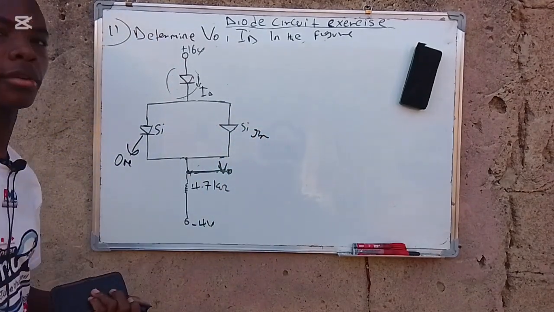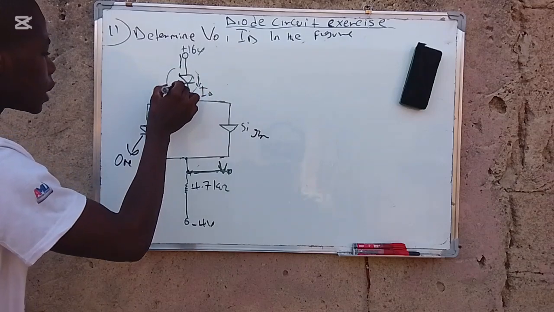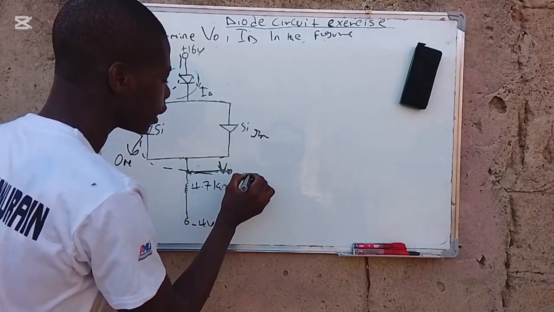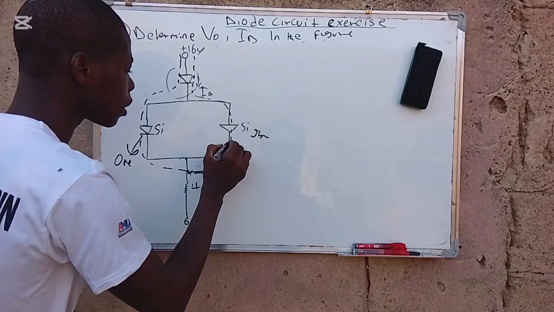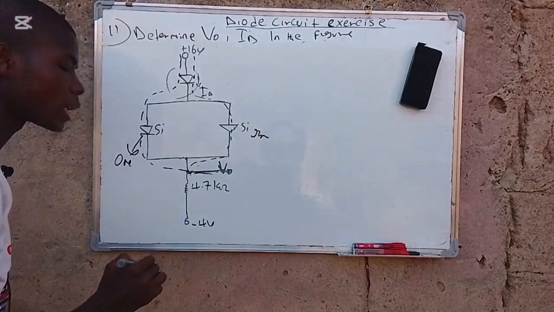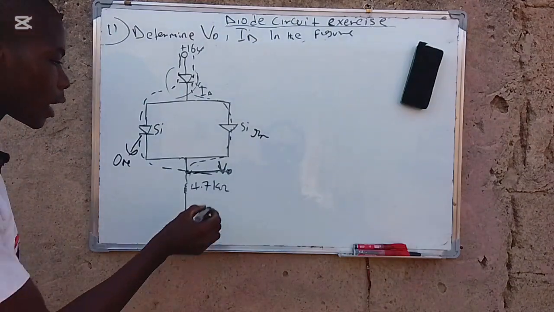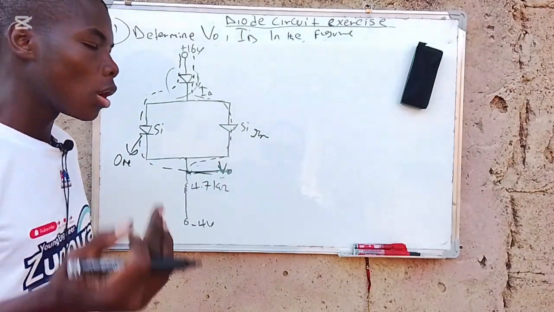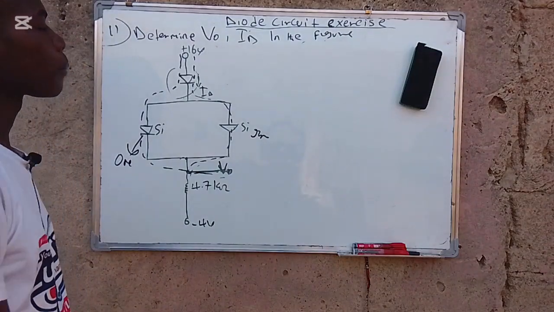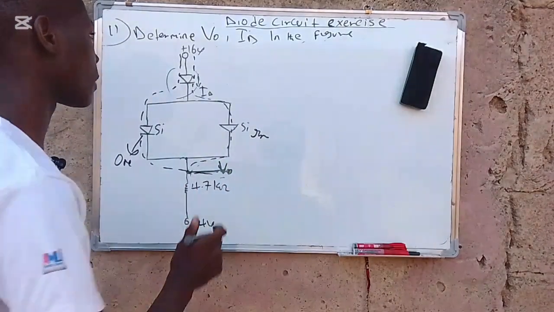As usual, this is on. We can come across here to find V naught, and we can also come across here and go straight to the ground so that we can find the current. We can also use V naught to find our current. Which method do you prefer? Let's first use V naught.